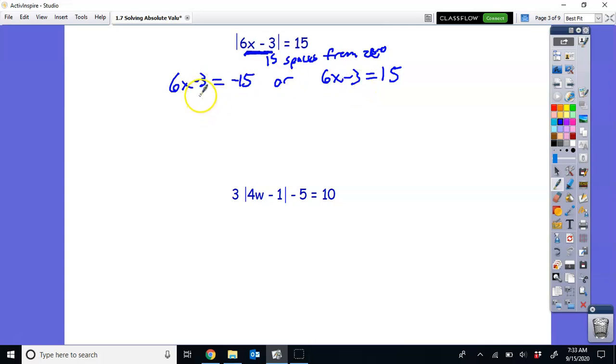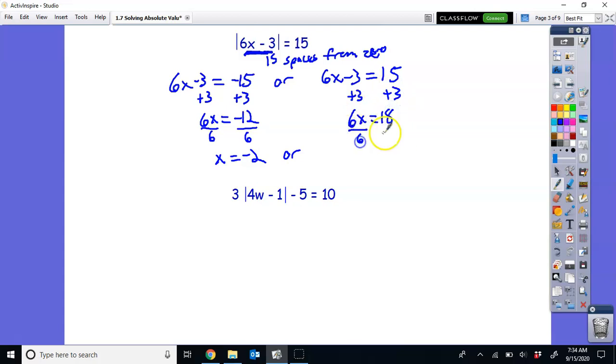After you've paused the video and solved it, hopefully you got the right answer. You add 3. You get -12. Divide by 6. You get -2 for this one. On this one, you add 3. You get 18. Divide by 6. You get x is 3. So -2 or 3 would work right here and make this 15 spaces from 0.